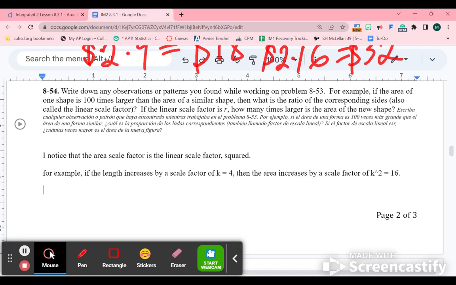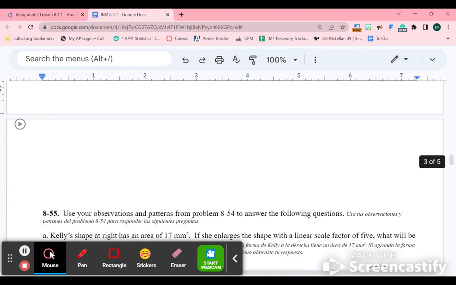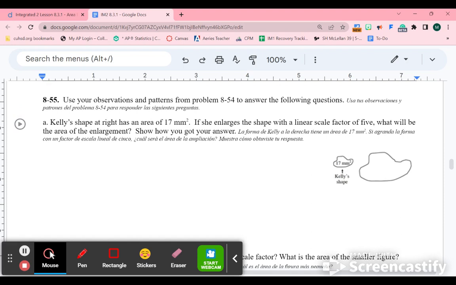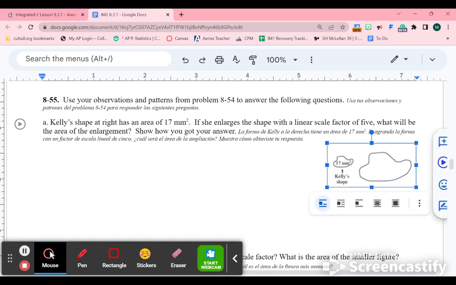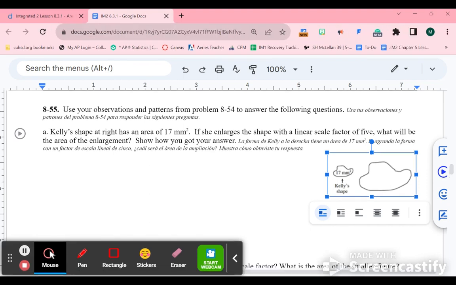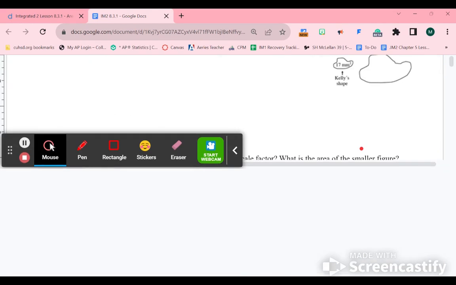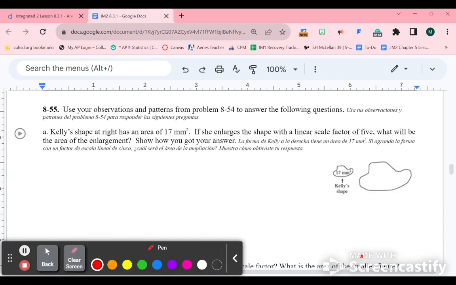Copy, paste. All right, next problem. So now we're going to use our observations from problem 584 to answer the following questions. So here we go. Kelly's shape at right has an area of 17 millimeters squared. If she enlarges the shape with a linear scale factor of 5, what will the area of the enlargement be?